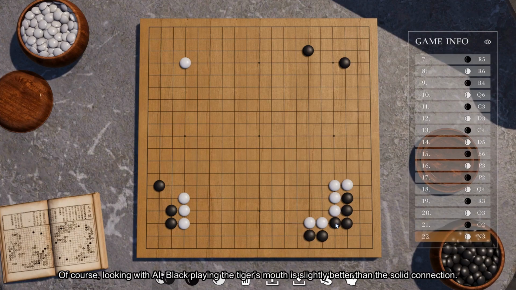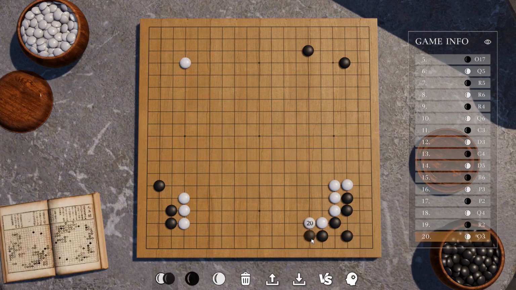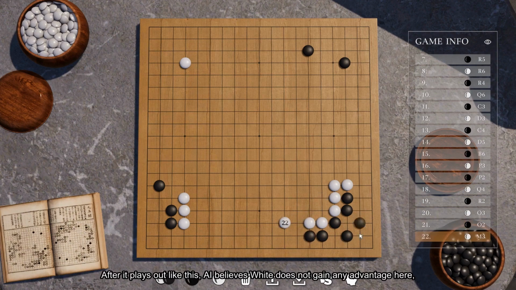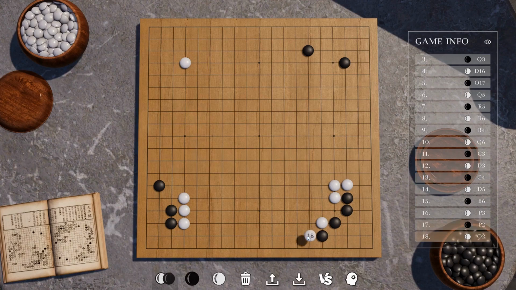Of course, looking with AI, black playing the tiger's mouth is slightly better than the solid connection. After it plays out like this, AI believes white does not gain any advantage here, and even considers that black, keeping Sente, can be satisfied with this result. Therefore, for this move, AI believes white should play the double hang.